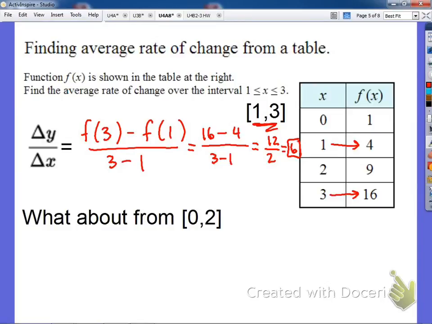Okay? What about from 0 to 2? So we just did 1 to 3. What about 0 to 2? Let me let you do that on your own. Practice it, and I'll give you the answer. So you can pause the video right here, give it a shot, and then we'll see if you get it right.